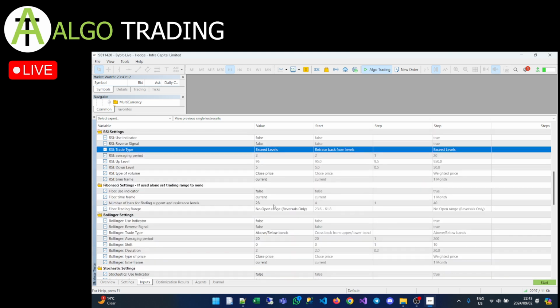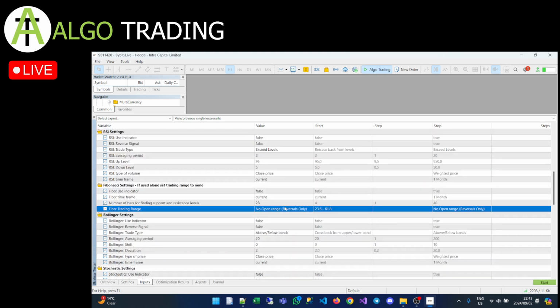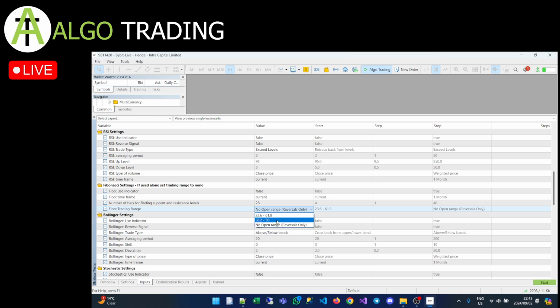You've got Fibonacci. So yeah, you just say if it's between 38.2 and 50, open a trade. If it's between 23.6 and 68, that's a very wide range. Or you could just have reversal. So for instance, if your price is above the 61.8 Fibonacci, it will put in a sell order. If it's below 23.6 Fibonacci, it will put in a buy order.